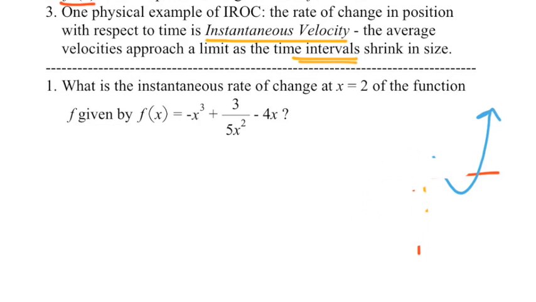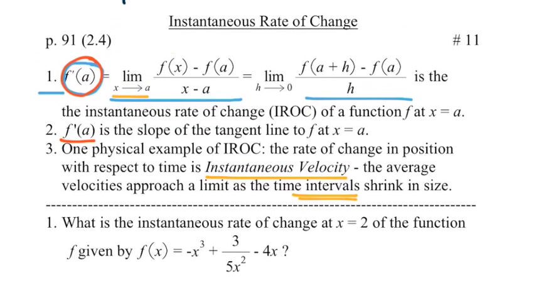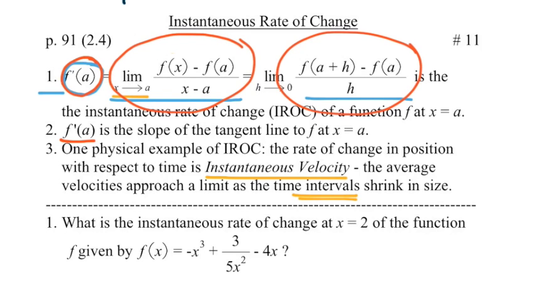All right, so let's actually try to apply this to some problems now. In part 1, it says, what is the instantaneous rate of change at x equals 2 of the function f given by f of x equals negative x cubed plus 3 over 5x squared minus 4x. Now we could use one of these limit definitions, and if we did, we would find the instantaneous rate of change, but we would get into some really messy algebra.